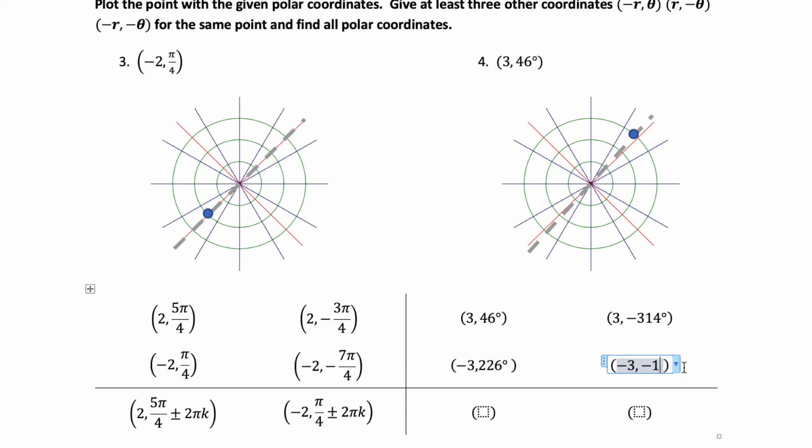And then again, to find all of them, I just pick one positive radius one and one negative radius one. So I just always choose the ones with positive angles. So this will be (3, 46 degrees), and then plus or minus 360 degrees times k. And I'm just going to copy that part so I don't have to type it again when I'm over here. So this is (-3, 226), I should have copied the degree symbol, plus or minus 360k. And there you go.